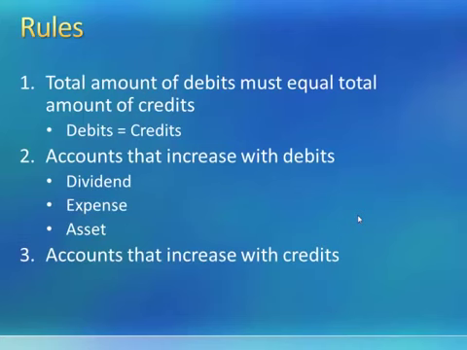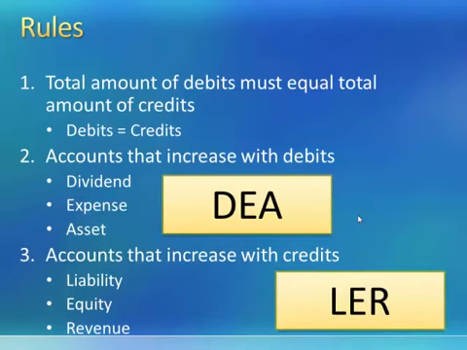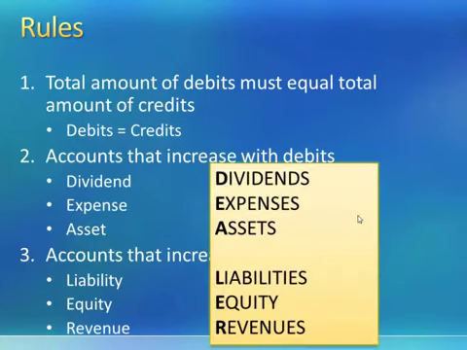The third rule determines the accounts that increase with credits. The accounts that increase with credits are liabilities, equities, and revenue. Looking at it another way, if we take the first letter of each of the accounts that increase with debits, we have DEA, and then the accounts that increase with credits, we have LER. So we have an acronym to help us remember. Dividend, expense, and asset accounts increase with debits. Liability, equity, and revenue accounts increase with credits.